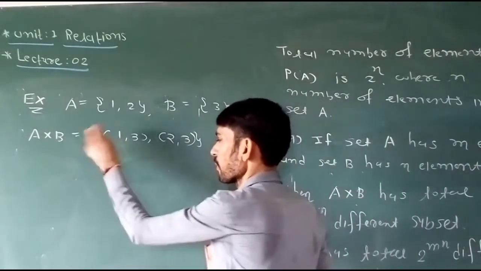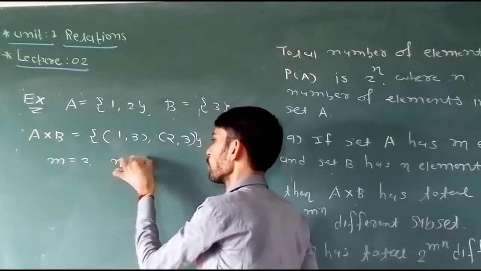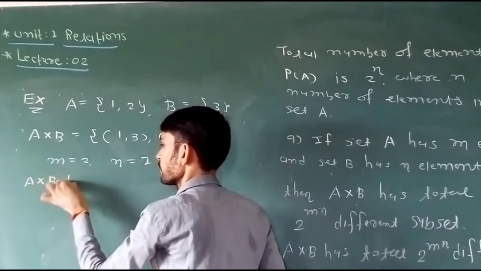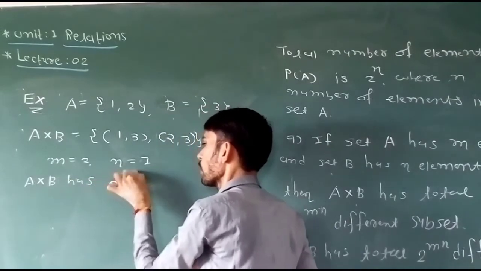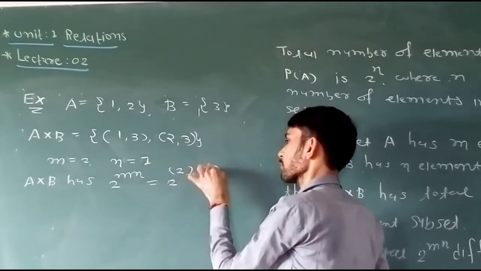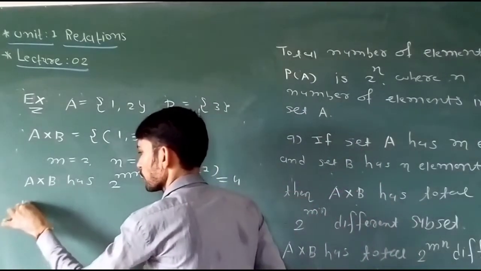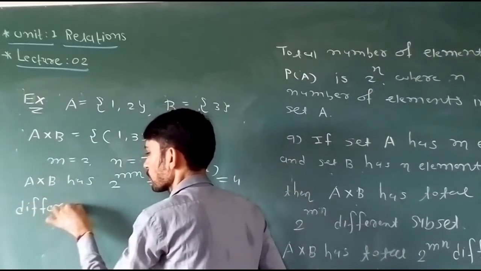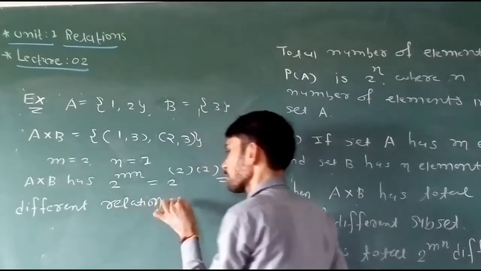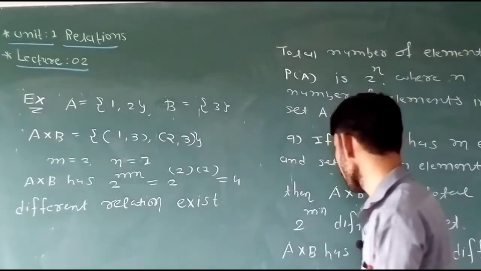So in our case m is equal to 2 and n is equal to 1. So A cross B has 2 raised to mn, it means that 2 squared, which is 4 different relations exist.